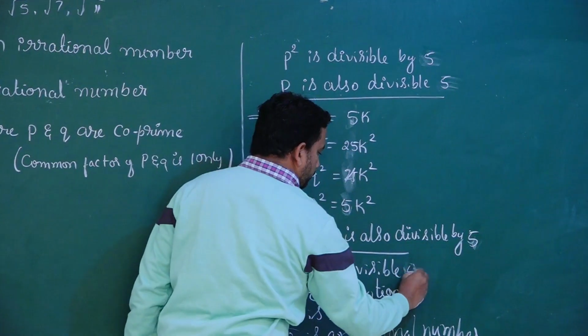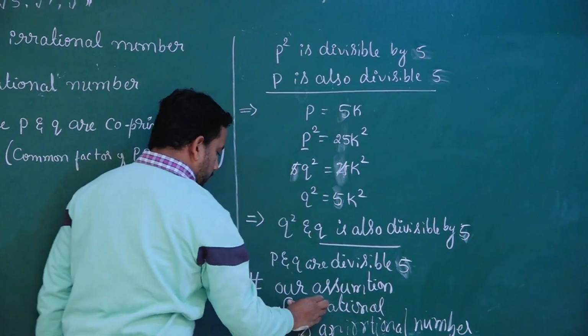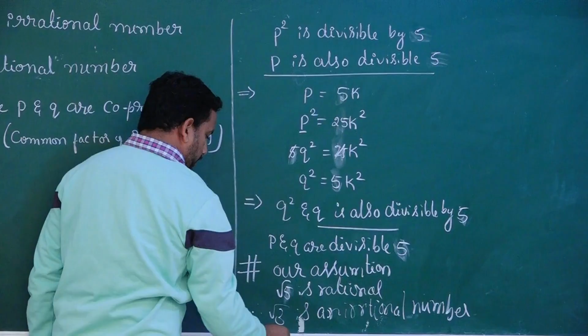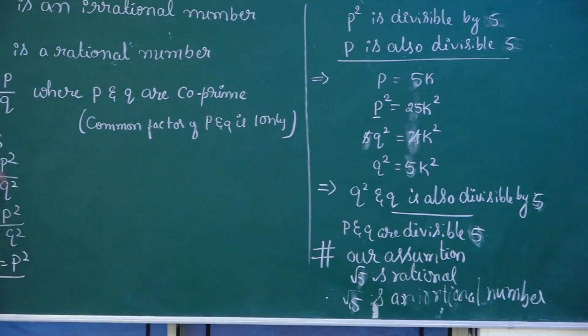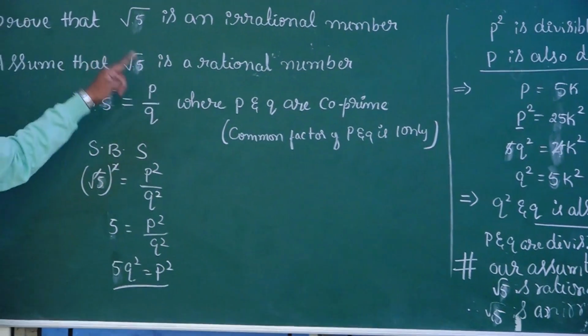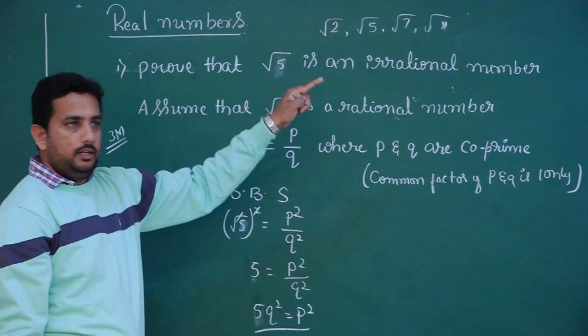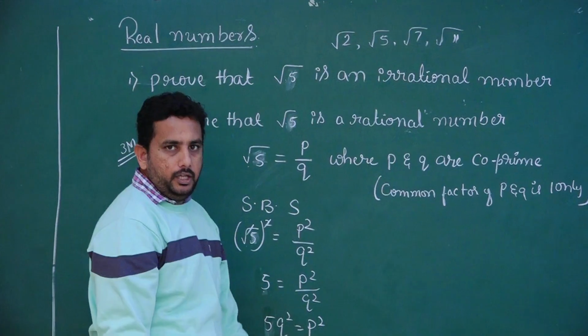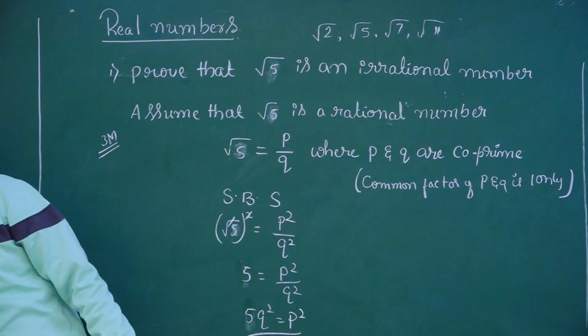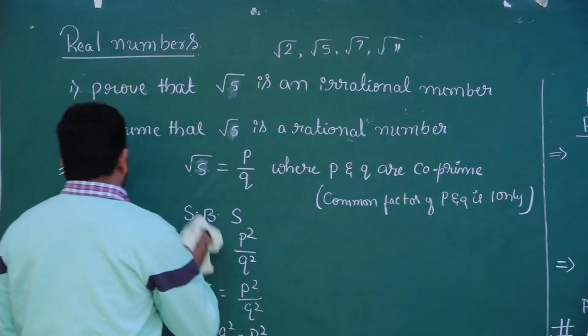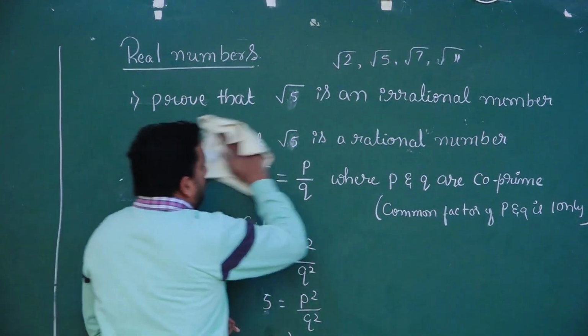Then q is also divisible by 5, so our assumption is wrong. Therefore root 5 is not rational, so we can write root 5 is an irrational number. The same procedure is followed for every number: root 2, root 7, root 11, like that we can follow for every number. Next we go to another type of question on irrational numbers.